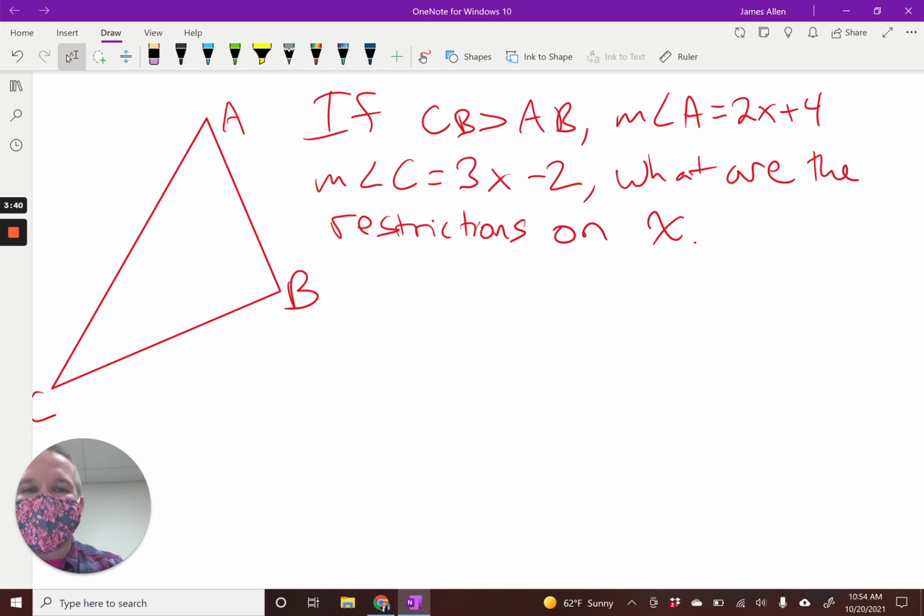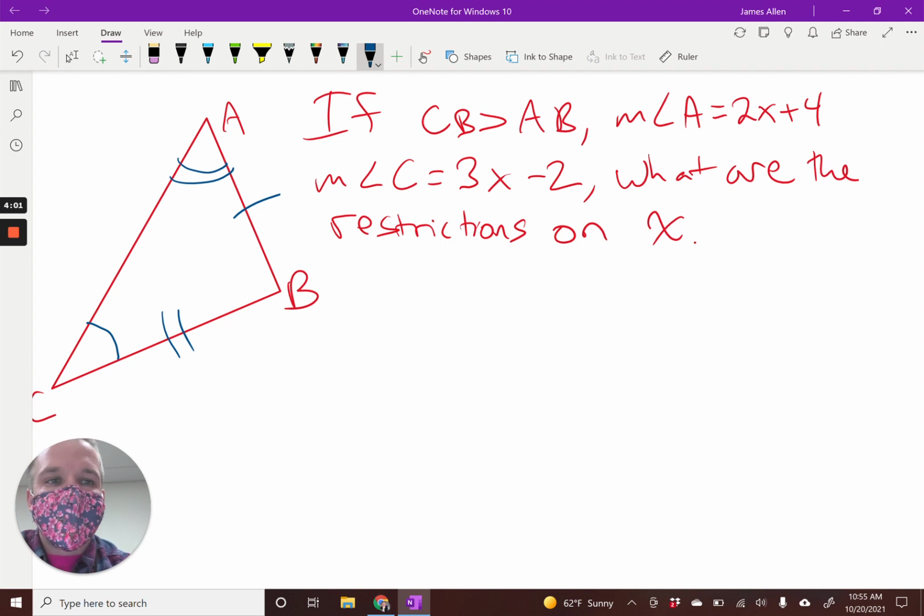What are the restrictions on x? All right, so we've got CB is larger than AB. I like to mark that with 2 tick marks and 1 tick mark, even though that's unofficial. I live life on the edge. Sometimes I don't follow the rules. CB is larger, so that means that angle A, the angle that's across from it, is also going to be larger than the angle across from the smaller side.